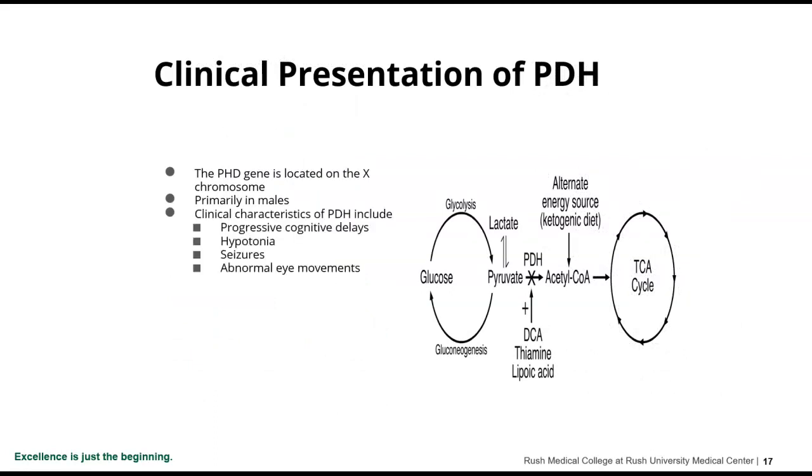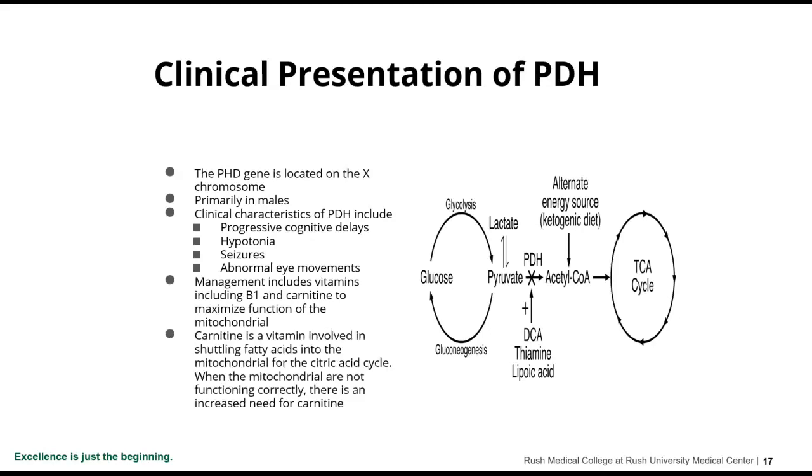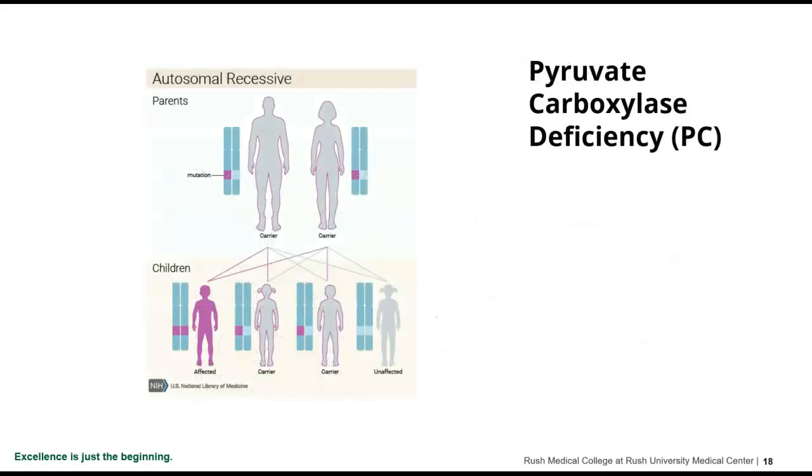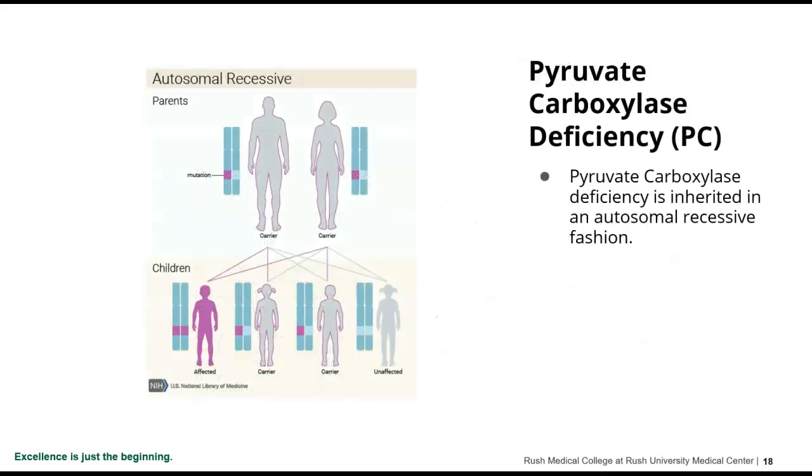So the PDH gene is located on the X chromosome. As I said, it occurs primarily in males: progressive cognitive delays, low muscle tone, seizures, abnormal eye movements. Management includes vitamins, including B1, and carnitine to maximize mitochondrial function. Carnitine, as we talked about probably last year when we were talking about fatty acid oxidation disorders, is really important in shuttling substrates for energy inside the mitochondria, so we want to maximize that by giving extra carnitine.